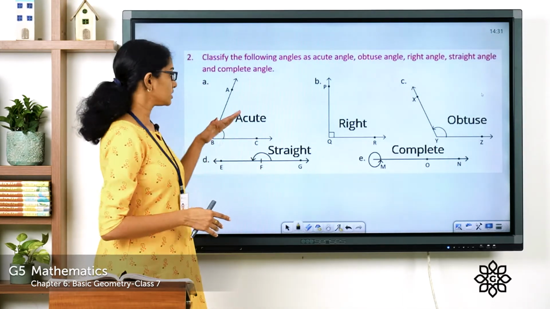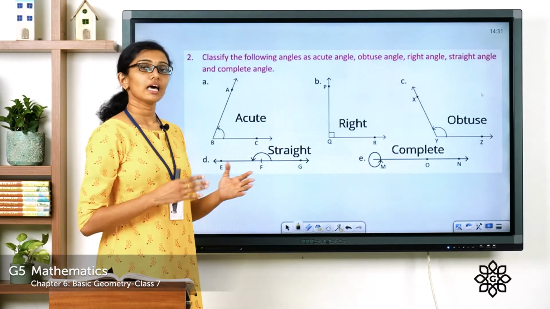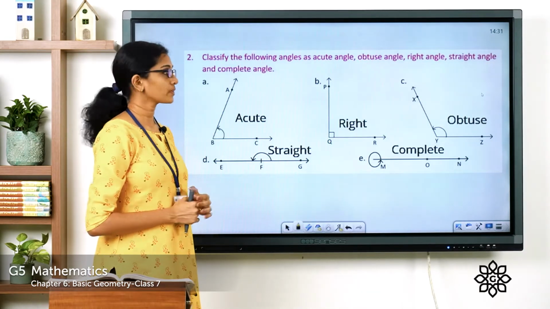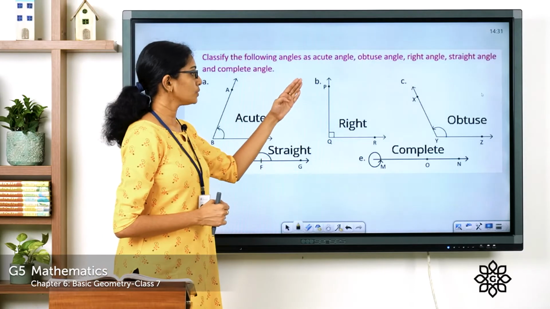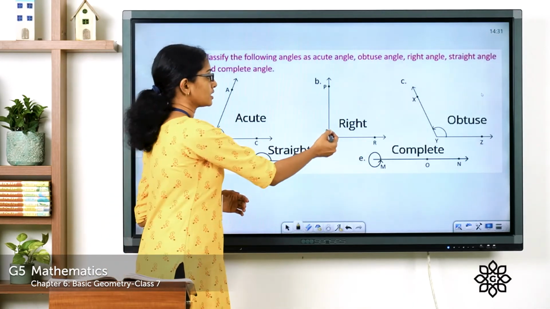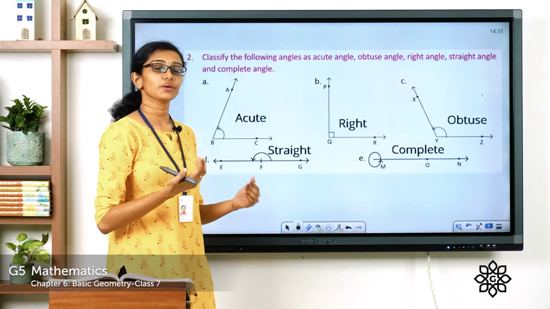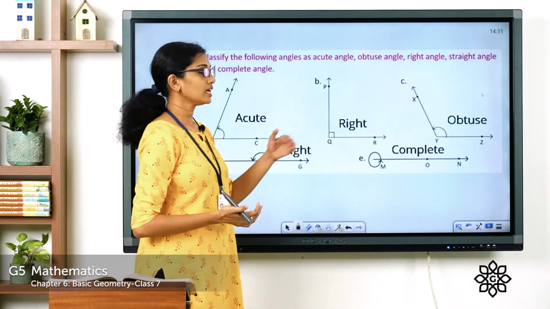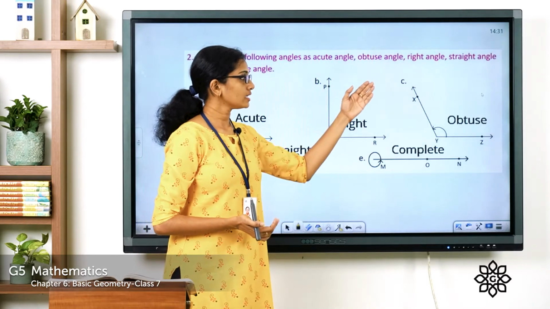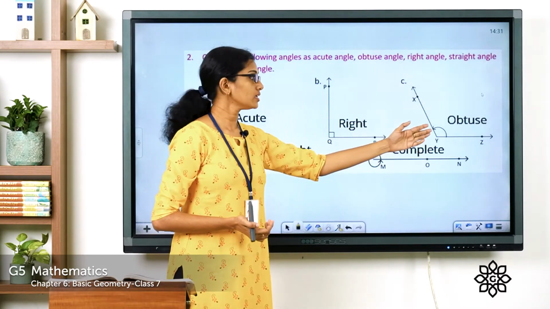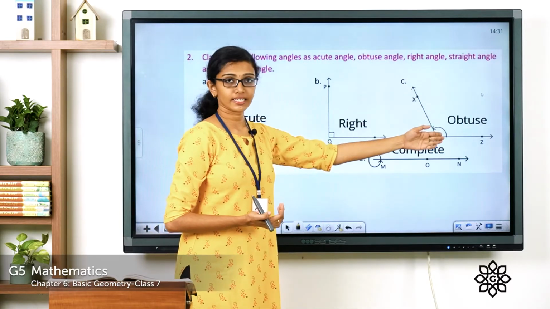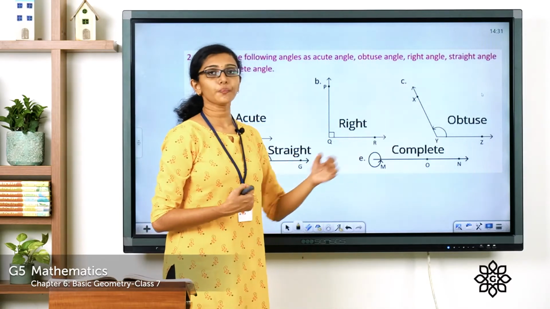The first angle, see the measurement is less than 90 degree. Hence it is an acute angle. The second one, angle PQR or RQP. See, the angle is shown there as a right angle. So this is a right angle. Now question C, angle XYZ or angle ZYX. See, it has crossed the 90 degree mark, hence it is an obtuse angle.